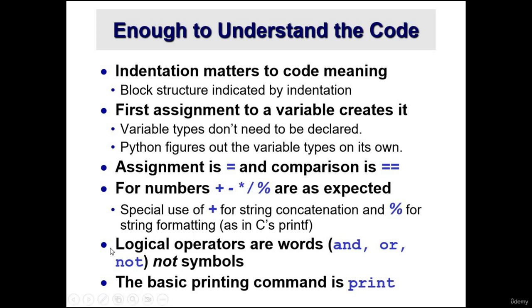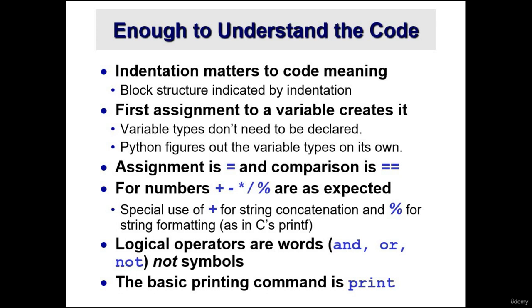Rule number 5: logical operators are words, not symbols. When we are performing logical operations in Python, we use the words and, or, and not alphabetically. We are not actually using the symbols as we use in physics or mathematics.